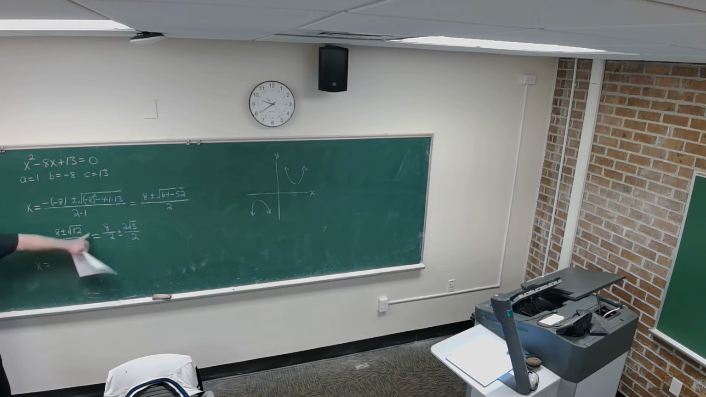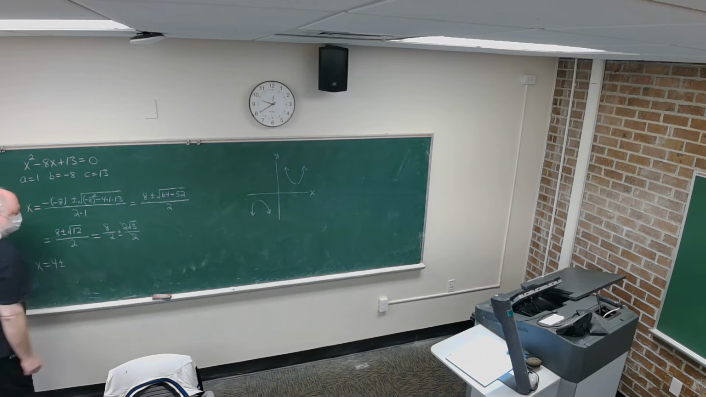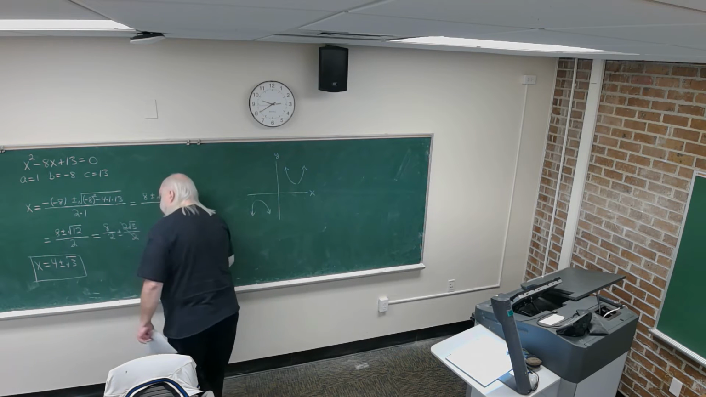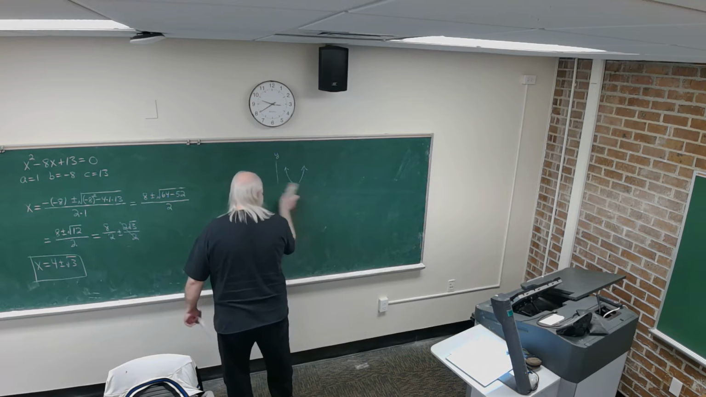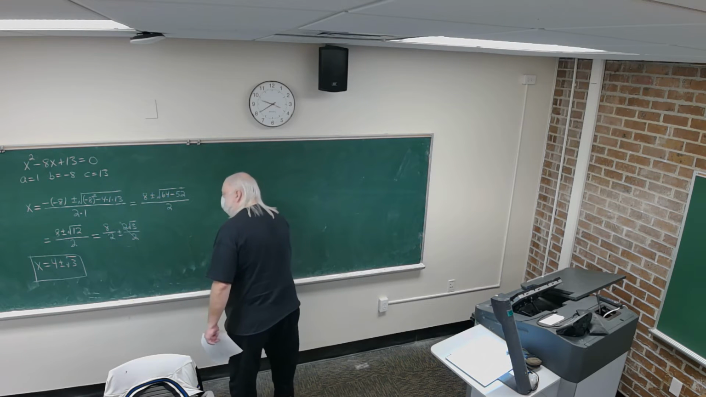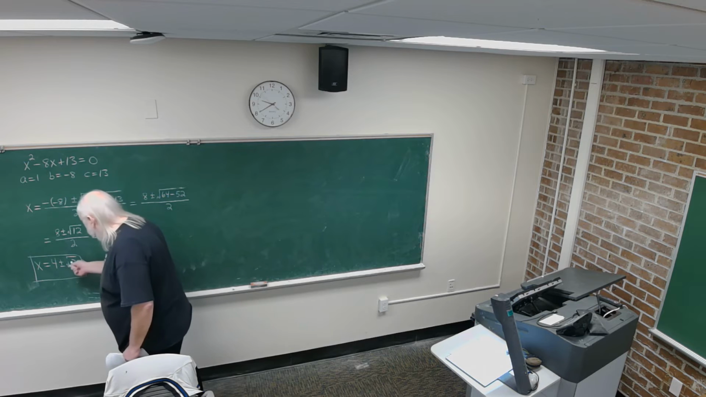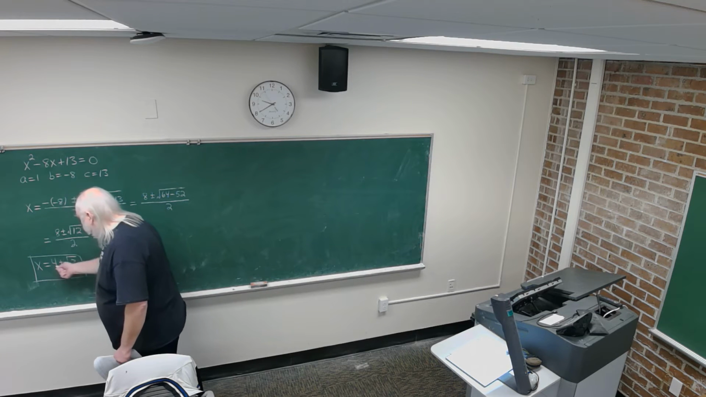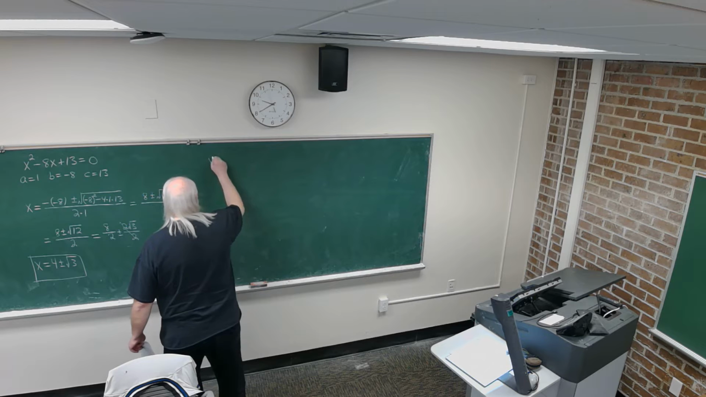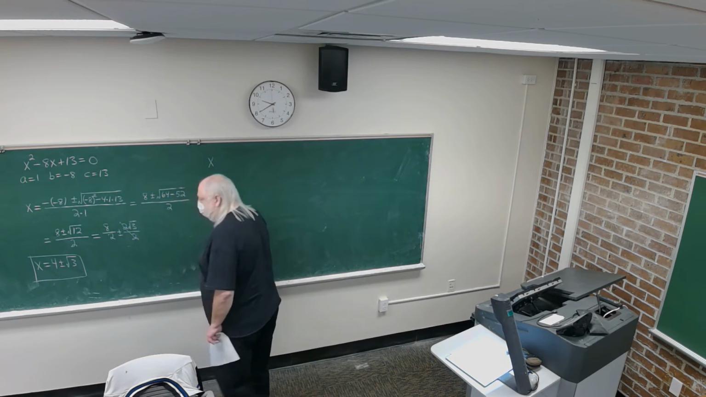Well, 8 divided by 2 is 4. And the 2's cancel, right? The common factor in the numerator and denominator of that fraction. And we're left with root 3. So there are two solutions. X equals 4 plus or minus the square root of 3. In writing out the two solutions, on an exam or whatever, you can leave them like that.